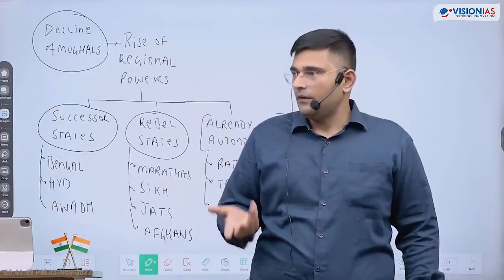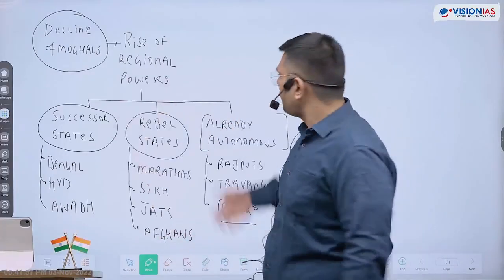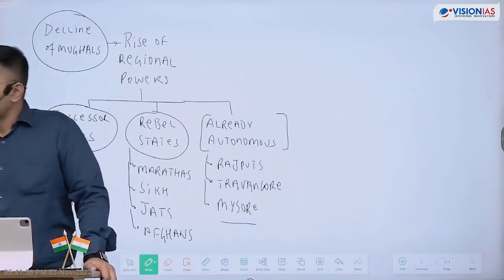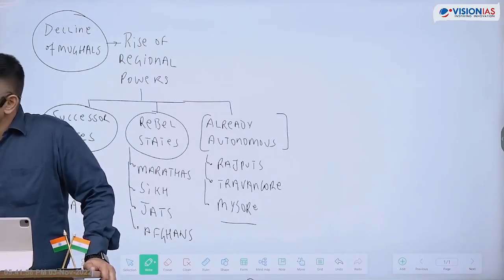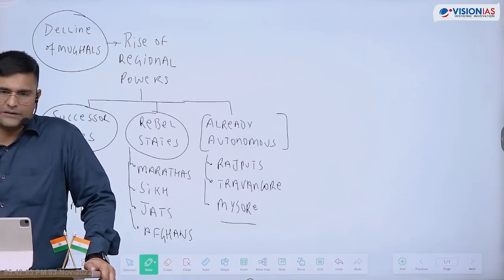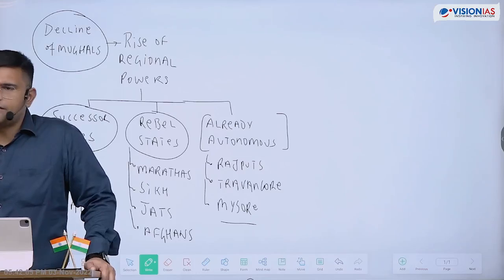Why? Same answer. Second question. Sir, if the Britishers were very, very powerful, and if they defeated the Mughal emperor, Awadh and Mir Qasim in the Battle of Buxar, 1764.